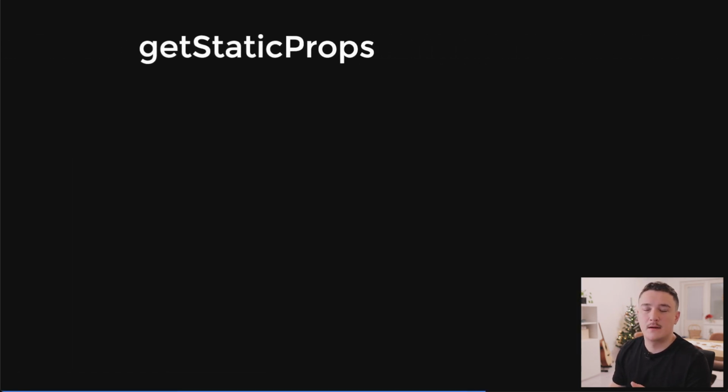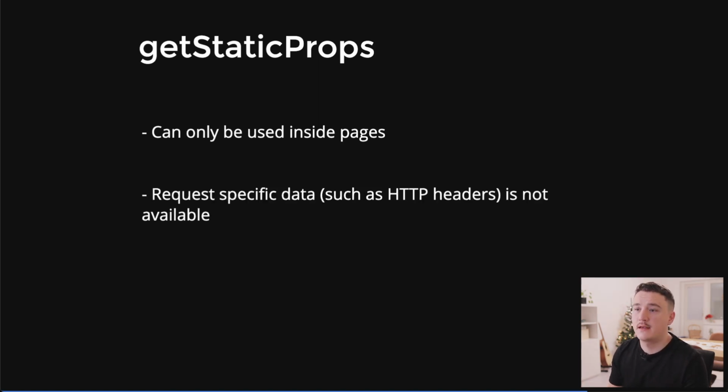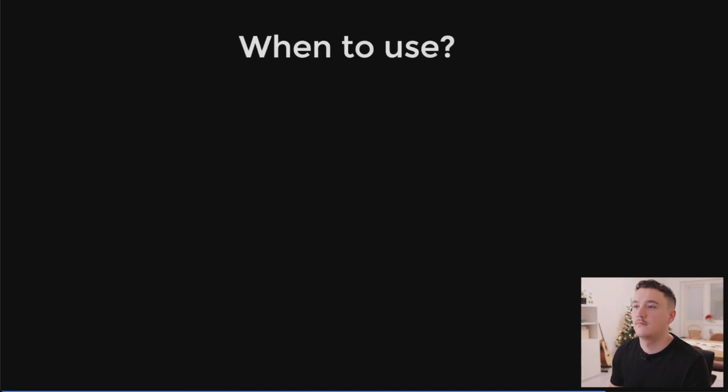So a couple more things about getStaticProps. First of all, getStaticProps can only be exported from a page, and we can't export it from non-page files. And the second thing is that we can't use request-specific data, such as HTTP headers, inside the getStaticProps function. And this is because the function is meant to run at build time, so we can't use data that is only available during request time.